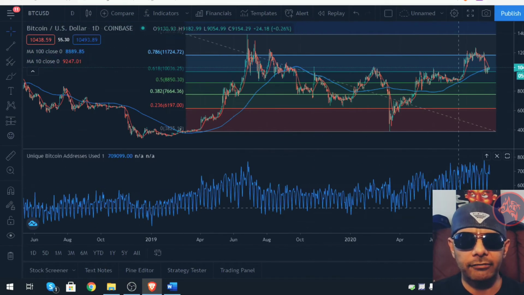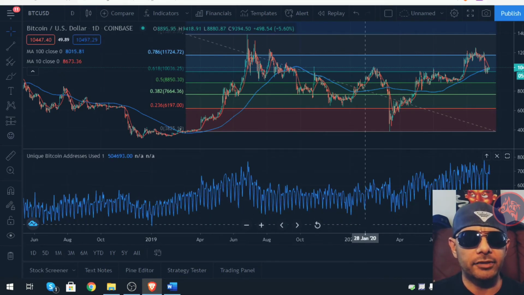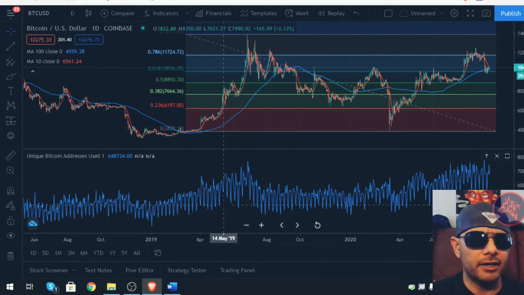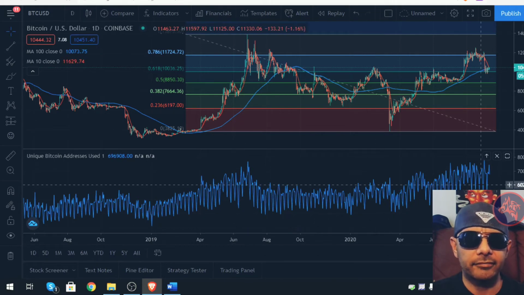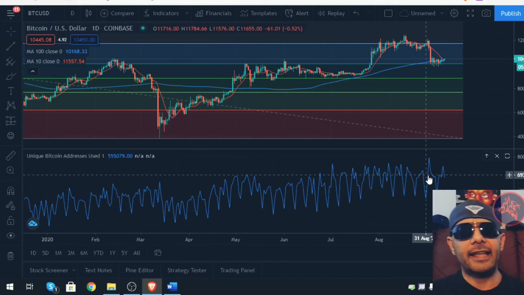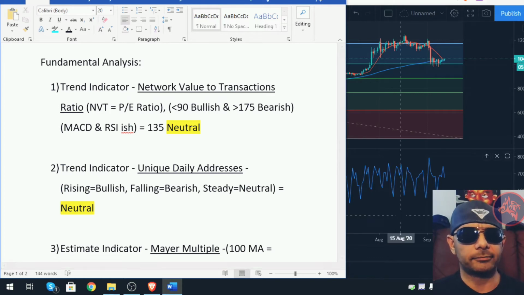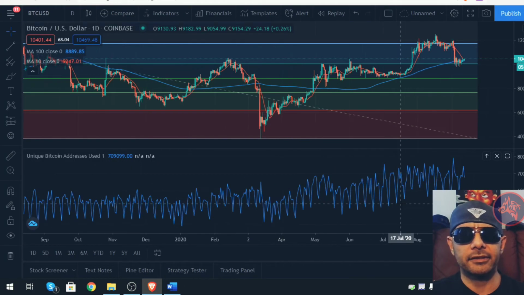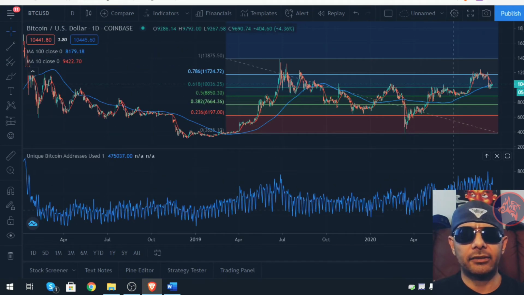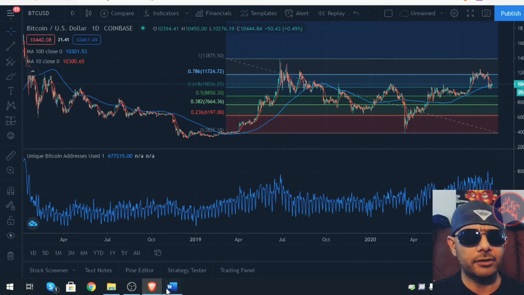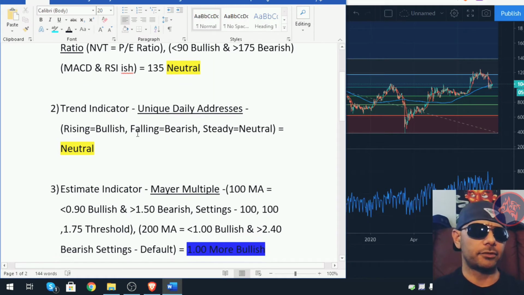Now, what you're actually looking for is which way it has been moving. Is it going sideways? Is it going up? Is it going down? If it's rising, then it's bullish. If it's falling, then it's bearish. And if it's steady, then it's neutral on unique daily addresses. Right now, there was a little up, and now it's just going sideways. So to me, that's neutral.